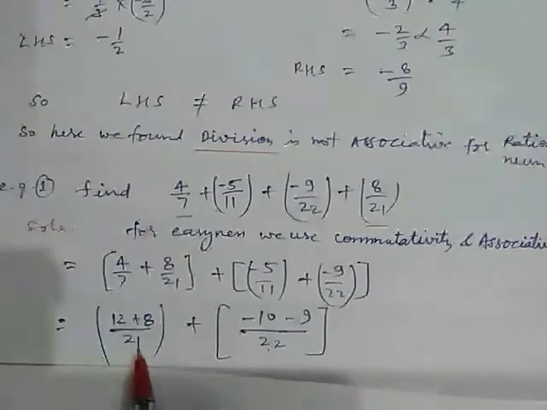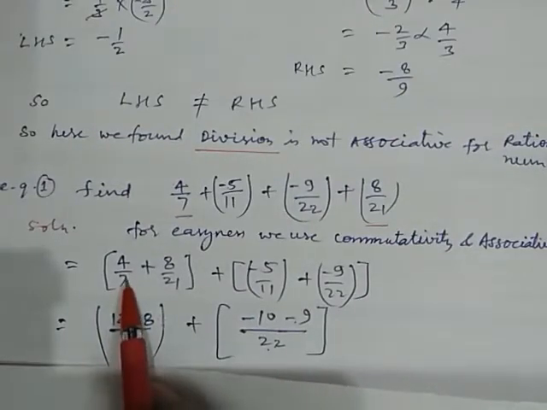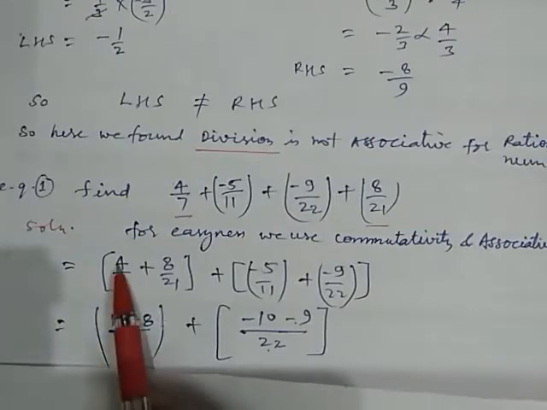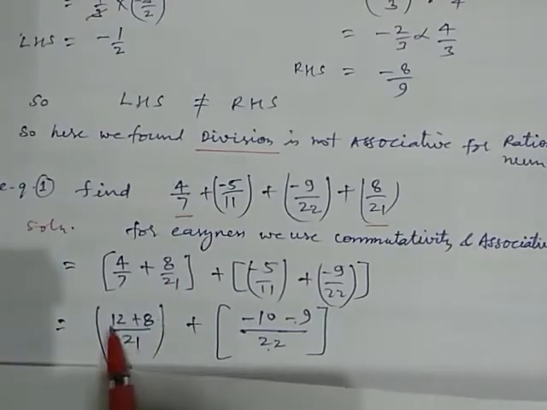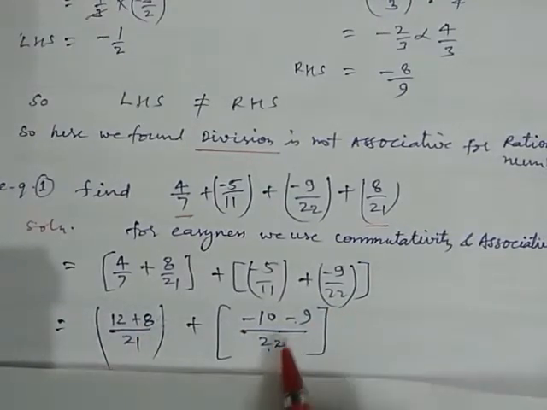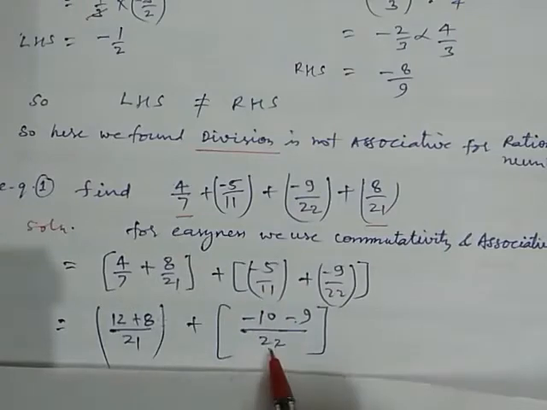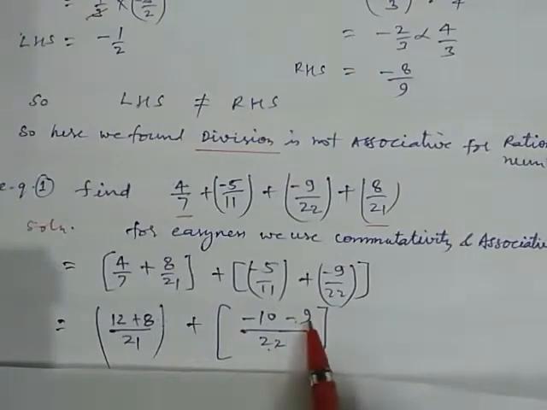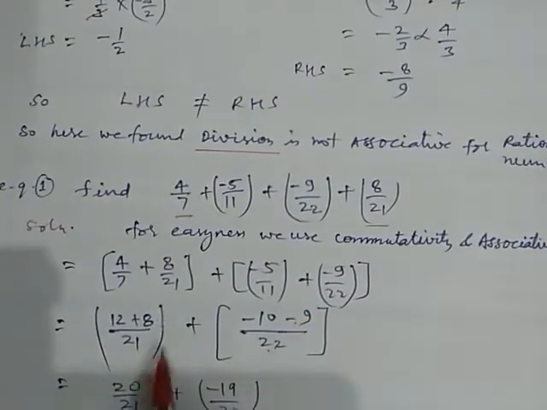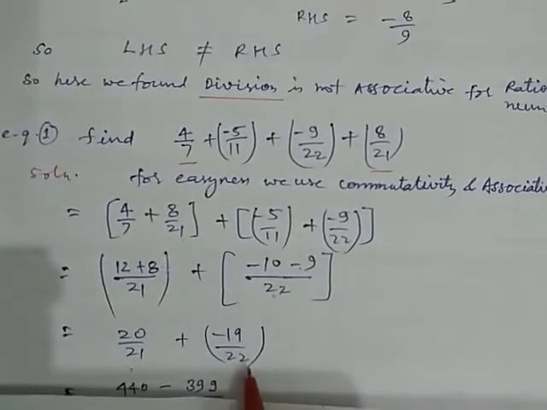Now take 21 as the LCM. 21 divided by 7, we get 3, into 4, 12, and here 8 into 1. So 12 plus 8. Now 22 is the LCM. By dividing by 11 we get 2, into minus 5, minus 10, and here minus 9. Now add: this gives 20 by 21, and here minus 19 by 22.